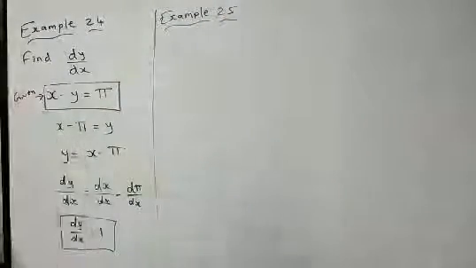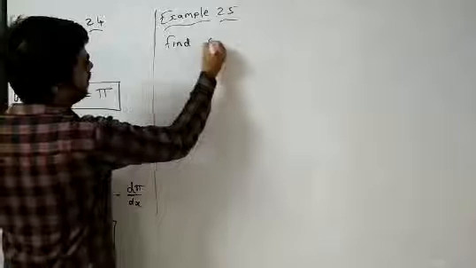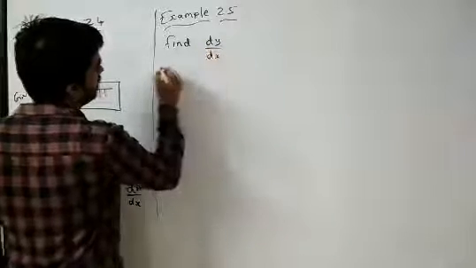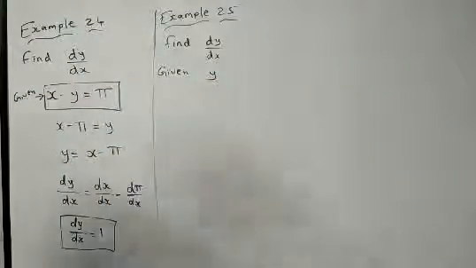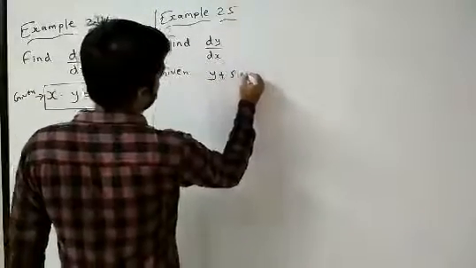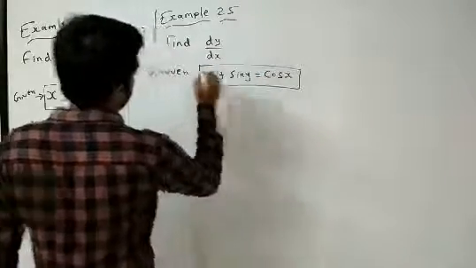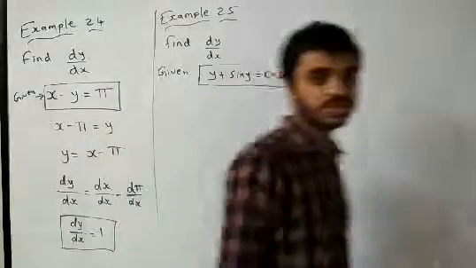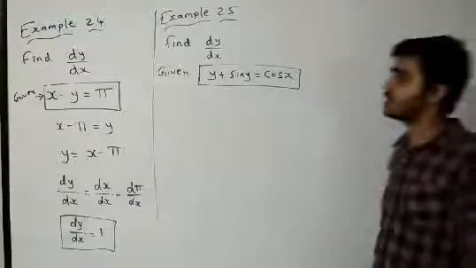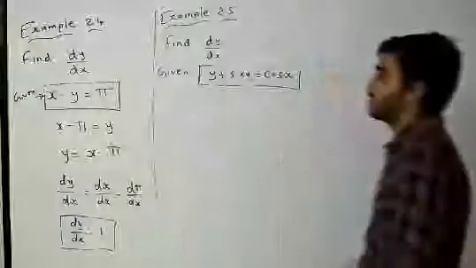Example 25: find dy by dx if y plus sin y is equal to cos x. Same type of question. Find dy by dx. It is given that y plus sin y is equal to cos x. We have to find dy by dx. Okay, so how are we going to solve?